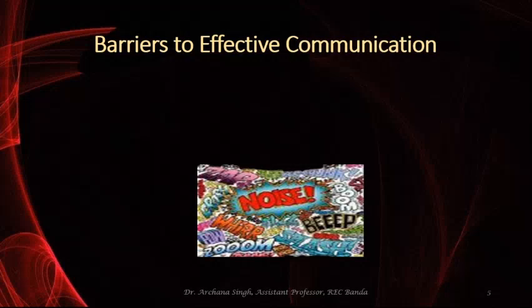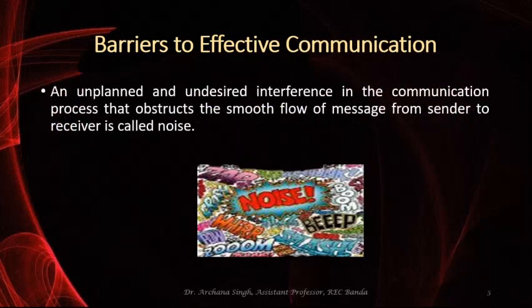Now let's move towards the barriers to effective communication. In the previous slide we studied how you can make your communication effective and what the essentials of that are. But whenever a communication takes place, there may be chances of some hindrances or barriers. A barrier is basically an unplanned and undesired interference in the communication process that obstructs the smooth flow of message from the sender to the receiver, and is known as noise. So noise is basically any kind of disturbance which takes place in the process of communication.